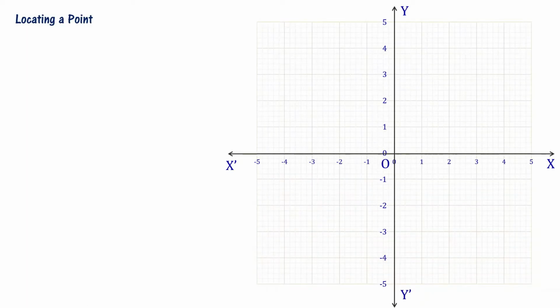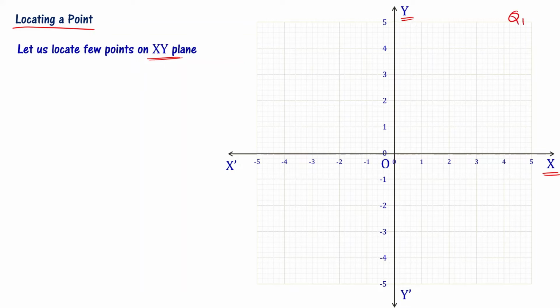Let us now learn about locating a point on Cartesian coordinate system. Here what we have is XY plane or the Cartesian coordinate system, right? Let us locate few points on this XY plane. The Cartesian coordinate system, we said that it is dividing the plane into 4 parts, right? Quadrant 1, quadrant 2, quadrant 3 and quadrant 4, right? So let us locate few points now.